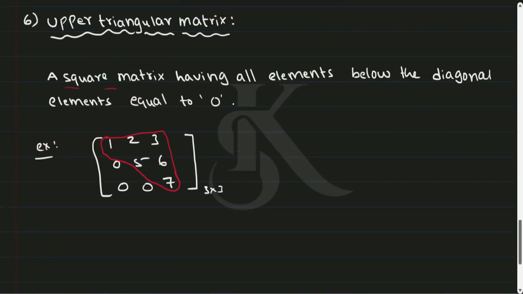For the sake of remembering the matrix, I'll tell you: if you see the triangle formation on the above, like these elements 1, 2, 5, 6, and 7, observe that this forms the triangle here, right?